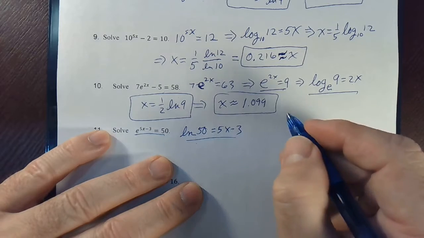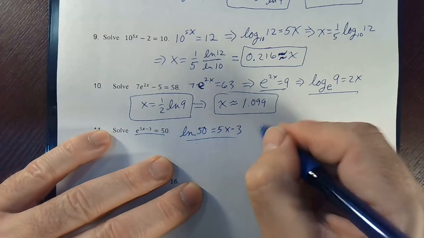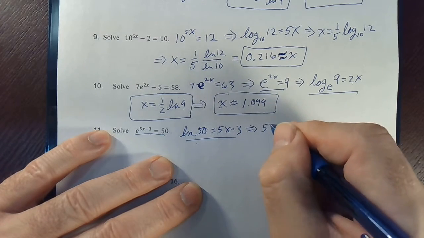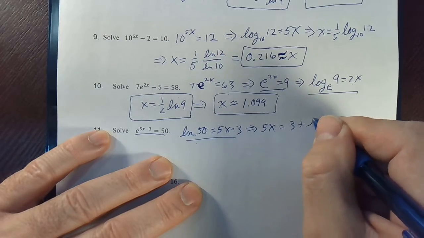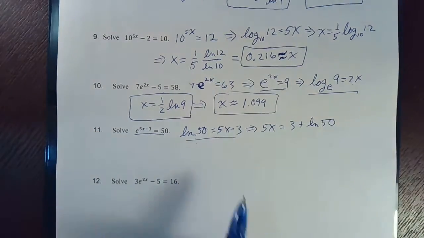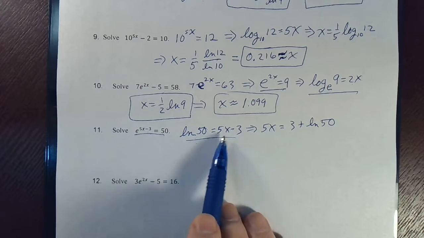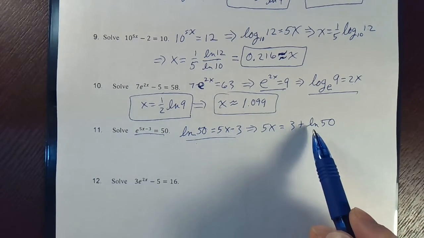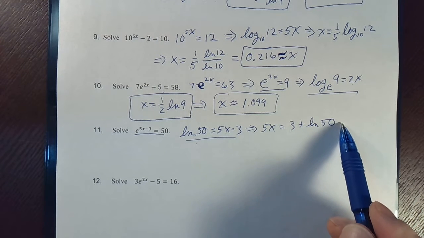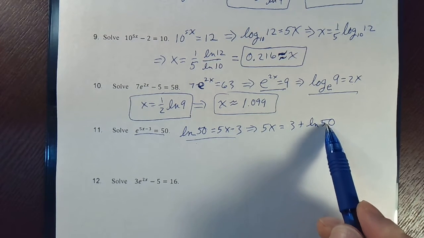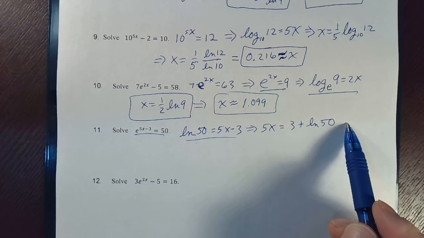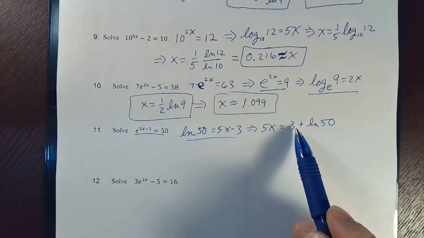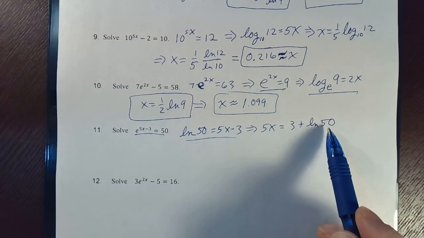So I have to add 3 to both sides. I'll get 5x equals 3 plus ln 50. I switched the sides. All I did is add 3 to both sides. And just my preference, I don't like to put ln 50 plus 3, just so nobody is tempted to say, oh, 50 plus 3 is 53. It's the number 3 plus the natural log of 50.